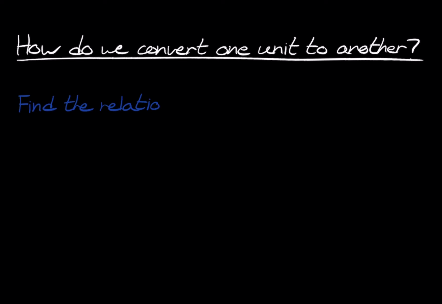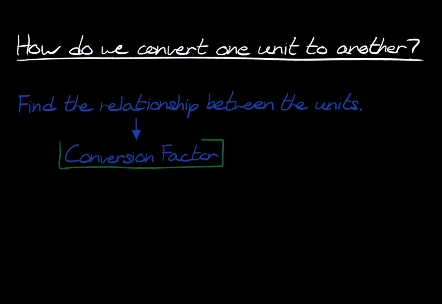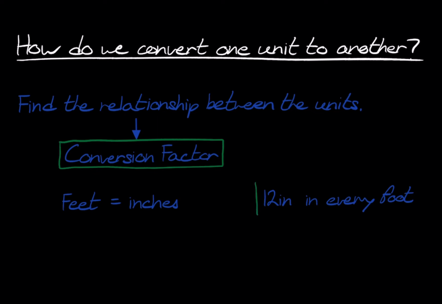But how do we convert one unit to another? To do this, we need to find the relationship between the two units we are converting, and this relationship is called the conversion factor. An example of a conversion factor that you're probably familiar with is the relationship between feet and inches. There are 12 inches in every foot. This is the conversion factor.